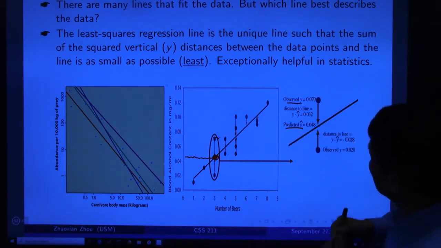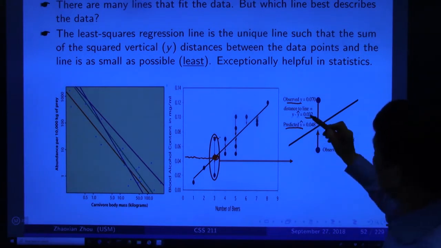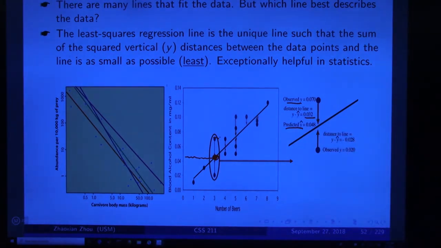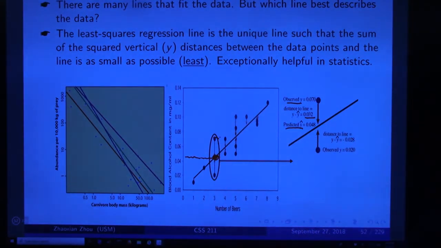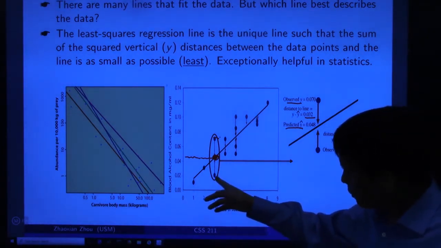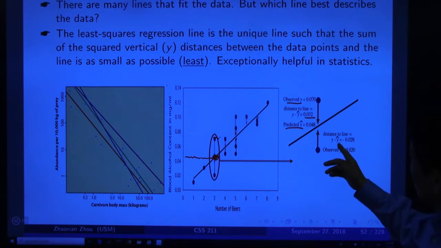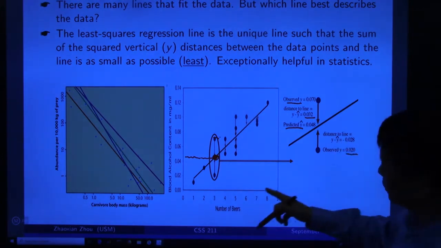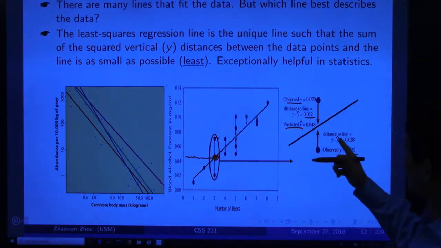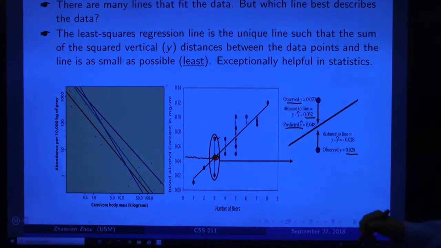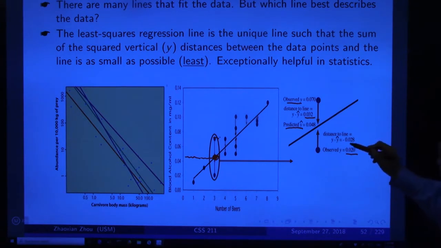In this case, the residual equals 0.032, which is positive. That means this observed point is above the straight line. In contrast, for this point, the observed value equals 0.02. Again, the predicted value is the same, 0.048. And the distance of the observed to the line is negative 0.028. Negative because the observed point is under the straight line.